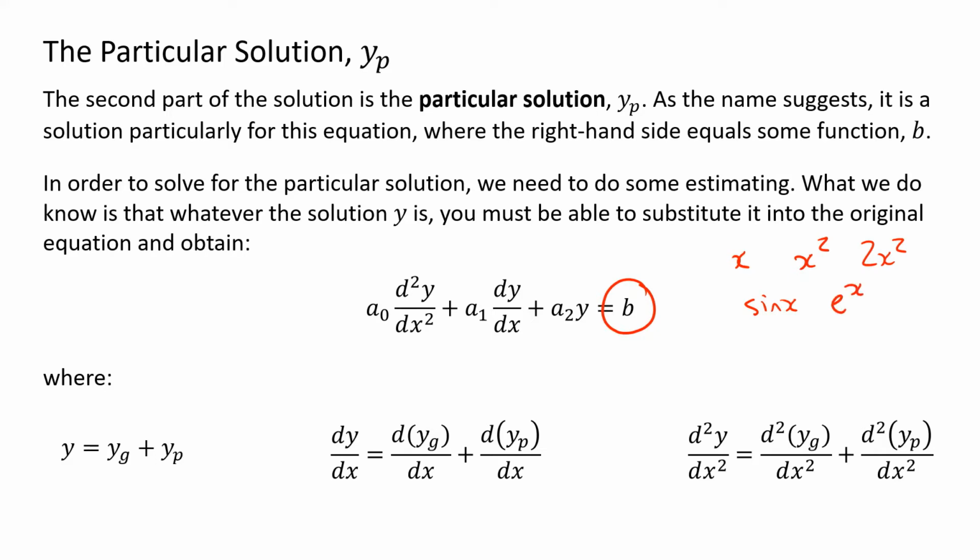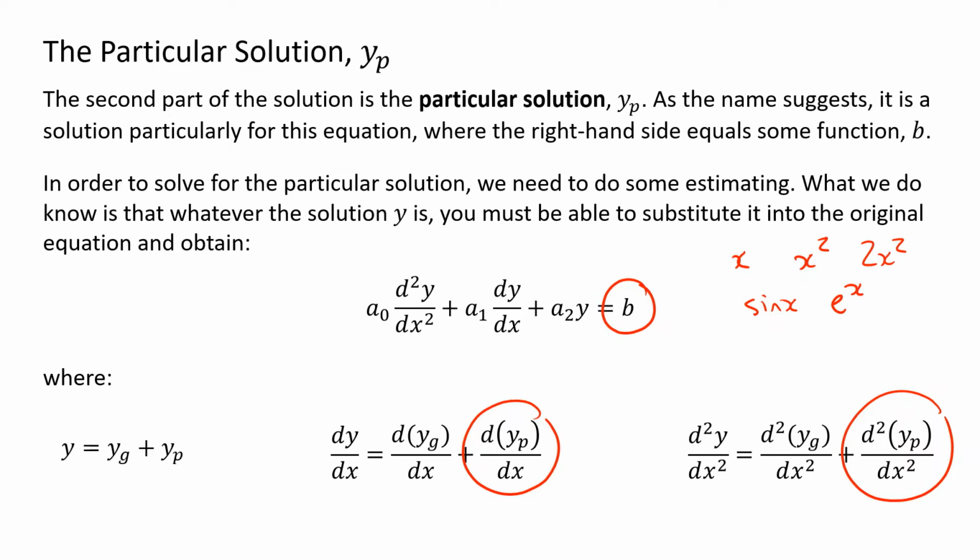Your solution to the particular solution needs you to start by doing some estimating, figuring out not only what the function b is, but also what its derivatives are. So the particular solution actually focuses on that function that's sitting on the right-hand side, and its associated derivatives, the first derivative and the second derivative.